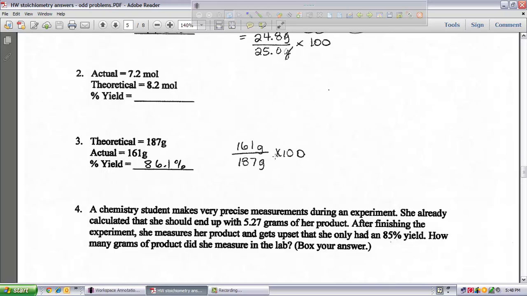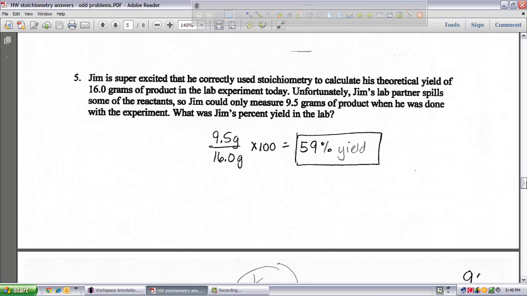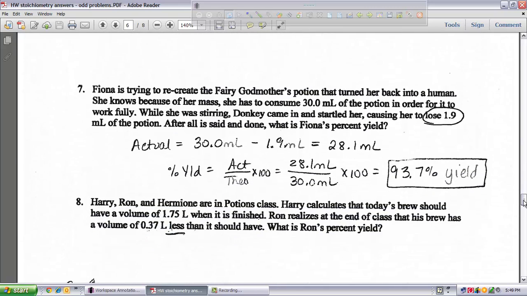Again, down here, be careful because the actual was listed second. You made 161 grams of something, you should have got 187 grams. Take that fraction, multiply by 100, and so your total percent yield of the reaction was 86.1%. Again, I use the significant digits based on what's given in the problem. Here is another example. Jim only measured 9.5 grams of product, but he should have gotten 16.0 grams. You take that division, multiply it by 100, and you get 59% yield.